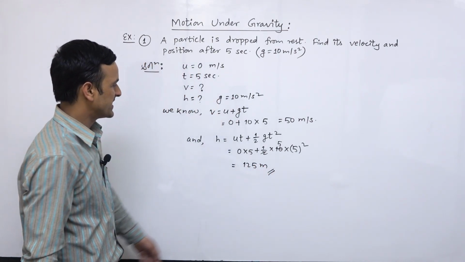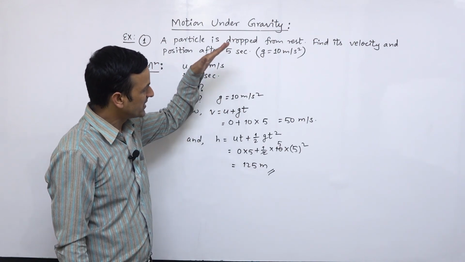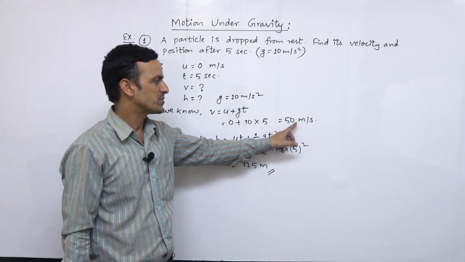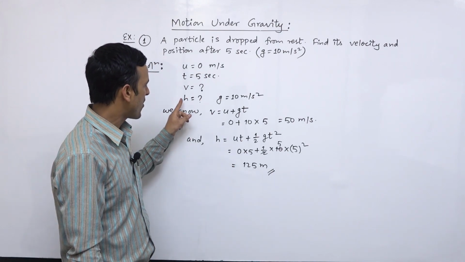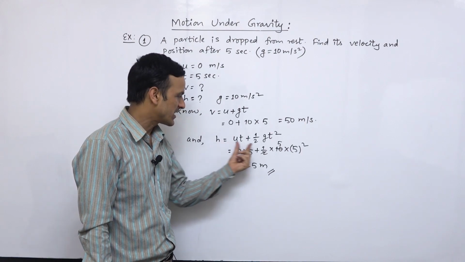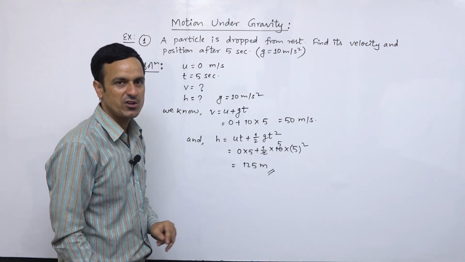So the body attains this height from the point to the ground, and velocity will be 50 meter per second. So this will be the answer. So for v we can use this formula, and for h we can use this formula, and after substituting values we get the required result.